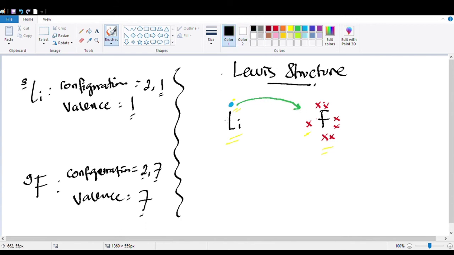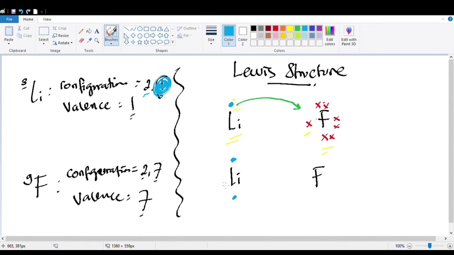So the next step is you draw again your lithium and fluorine. Remember, now this lithium loses the one valence electron here. So now lithium has only 2 electrons left. So you draw here 1, 2. Is it a problem? No. Now lithium has a duplet valence electron, which means lithium is now stable.